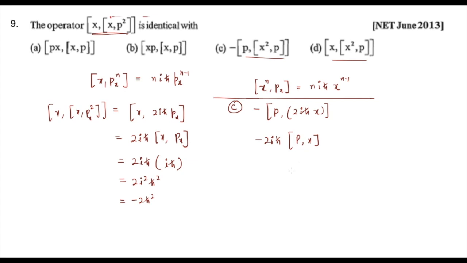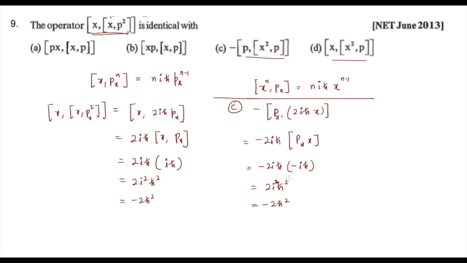So if x comma px is ih cross, what will be p comma x? That is going to be minus ih cross. The commutation of px comma x will be minus ih cross. So minus 2 ih cross, times the value of this, which is minus ih cross. If you solve this, minus minus will get cancelled out, and you will get 2 i square h cross square. I square will be minus 1, so the answer is minus 2h cross square.